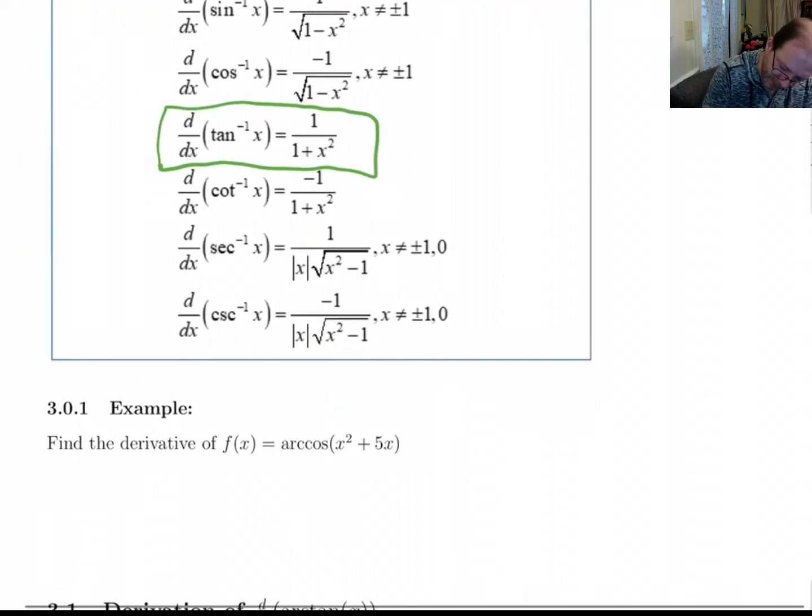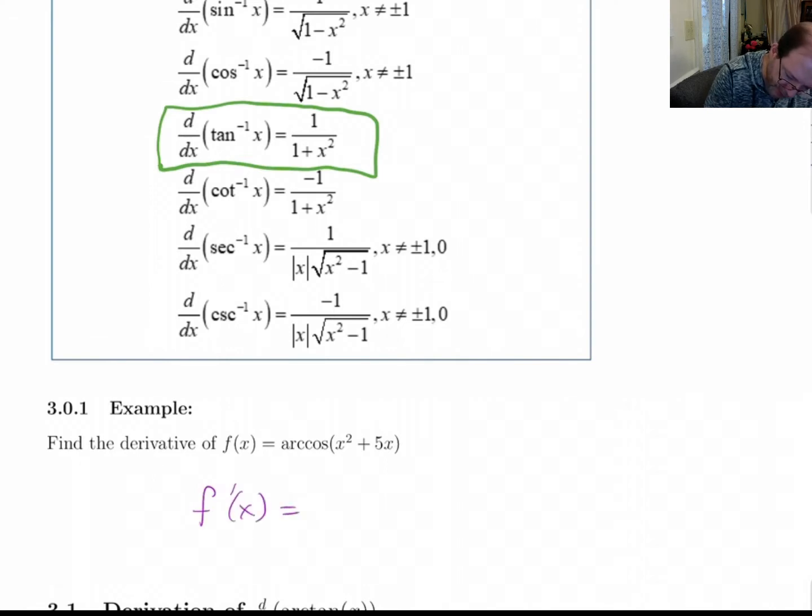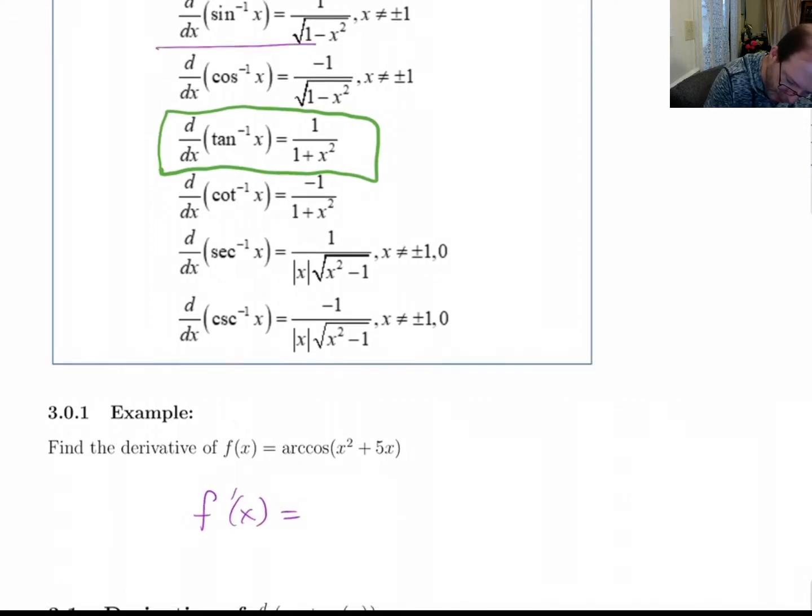Find the derivative of arc cosine of x squared plus 5x. Okay, there's not much to this. Just look up the formula for arc cosine. Remember, arc cosine and inverse cosine are the same thing. I prefer to use the arc notation because too many times people confuse the other notation with being the reciprocal when it's actually the inverse function.